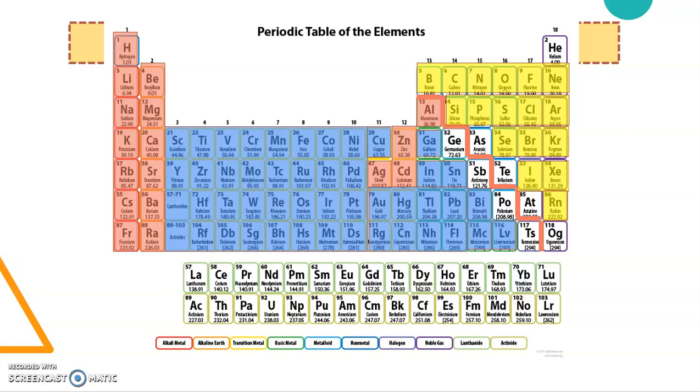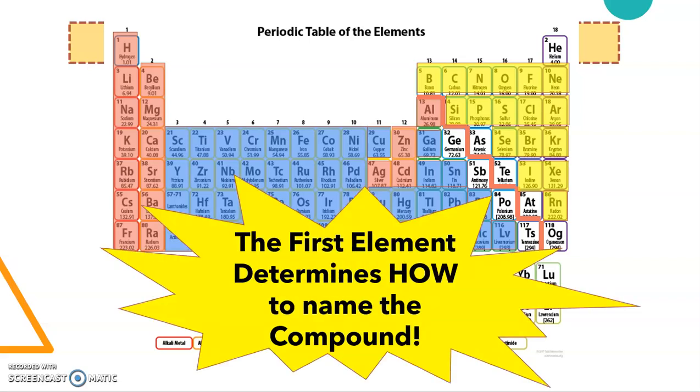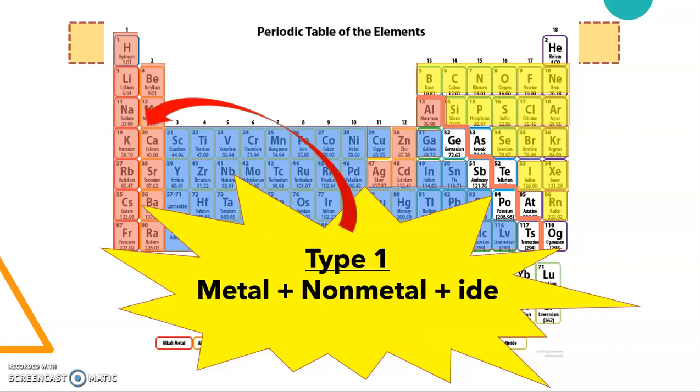If the first element falls inside of your red area here on the periodic table, that would be the first 2 columns, aluminum, zinc, cadmium, or silver, then it's super duper easy. You name the metal, then you name the non-metal, and you just simply add the ending IDE.